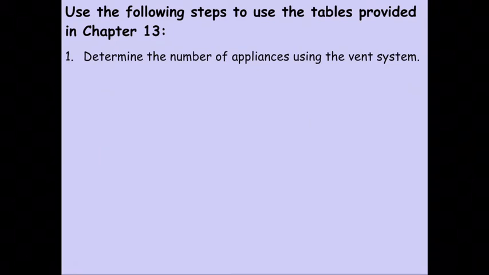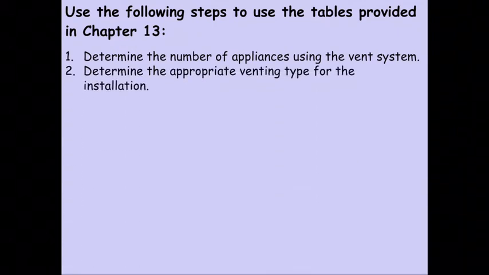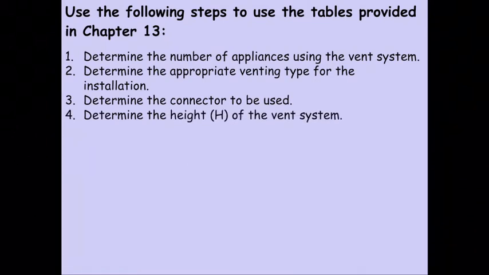All right, so some of the steps. In chapter 13 of this code book, they talk about determining the number of appliances that you're going to use in that vent system. Determine the appropriate venting materials. What do you want to use? What type of vent system is the application? What's the connector? Do you want to use single wall or double wall? Sometimes you may find that single wall vent pipes are not going to work because the table values won't allow you to use them. So you've got to watch that.